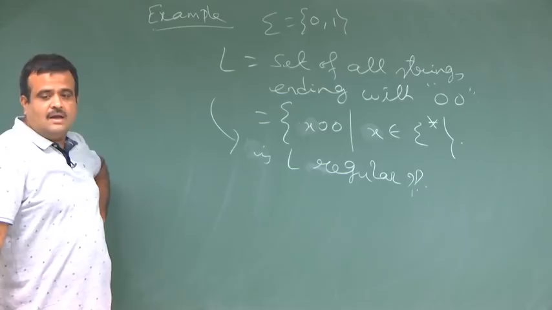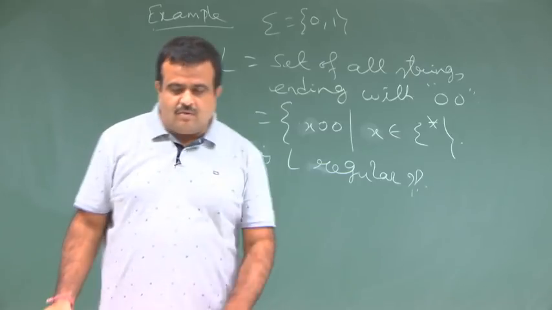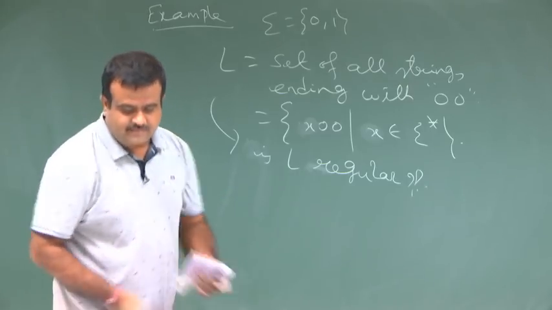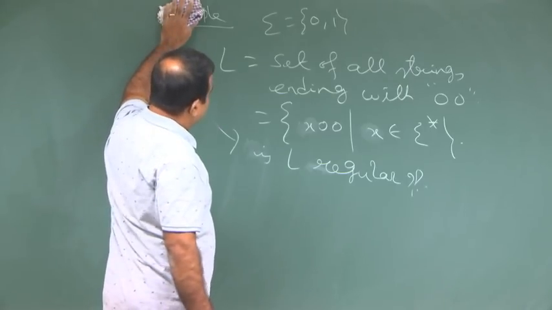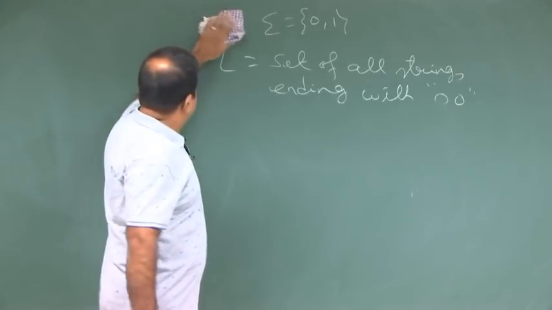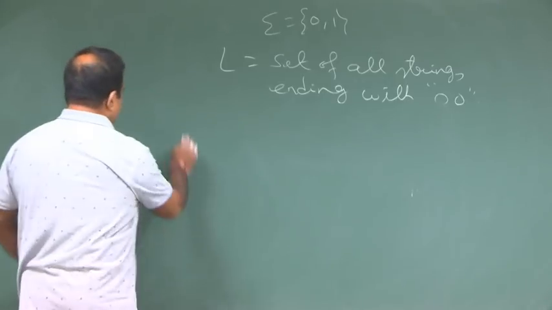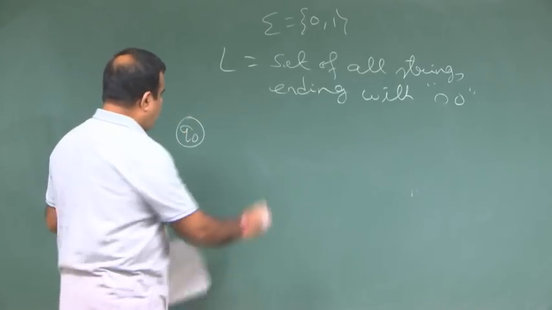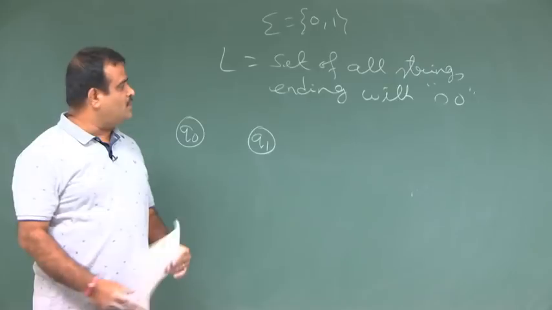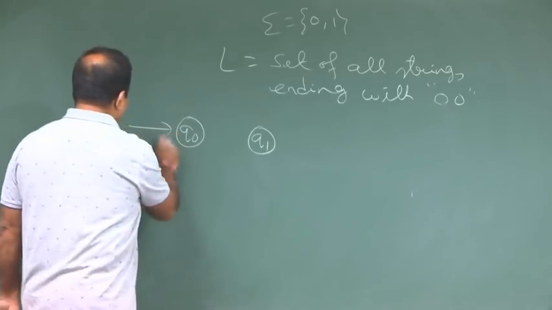To be regular, what we need to have is a deterministic finite automata which can accept this. So, can you try to have a DFA for this? Let us try to construct a DFA. Suppose we have Q 0, Q 1. Two states are not enough, because we have to see 0 0. We will see whether it is possible or not. This is the starting state.